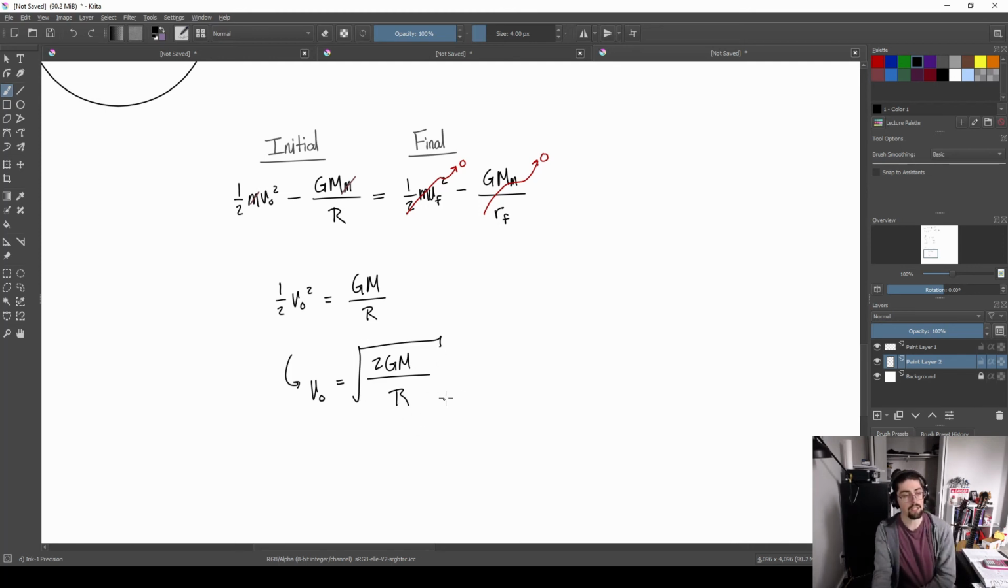If we plug in common values for Earth, G still 6.67 times 10 to the negative 11th, but we plug in the mass of Earth and the radius of Earth, what we find when we do all of those values is that we end up at a speed of about 11,000 meters per second, or let me just write it out like this, 11.2 kilometers per second.